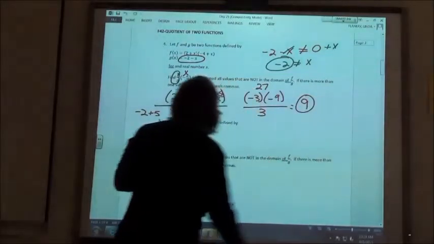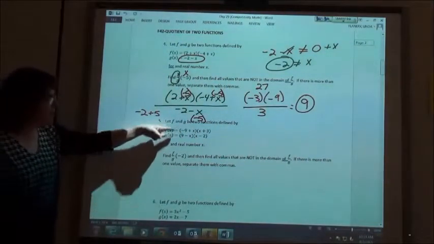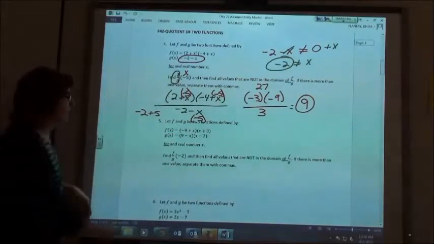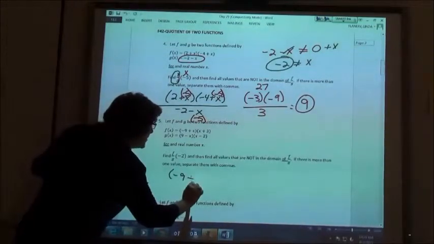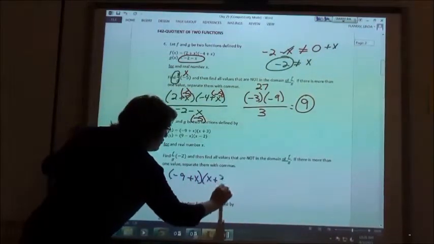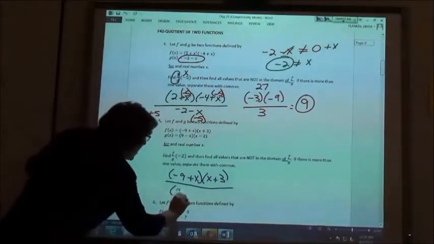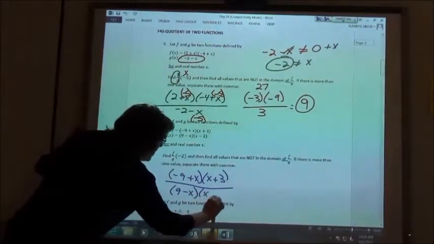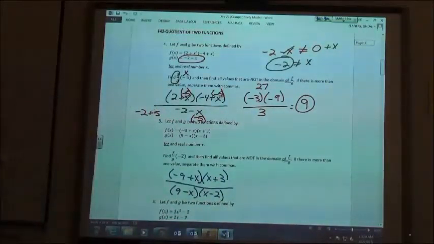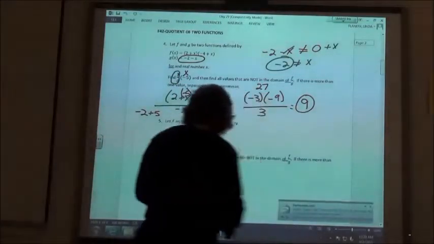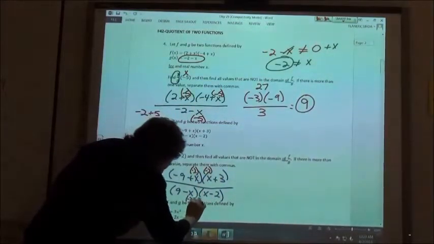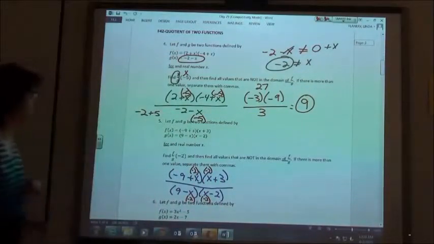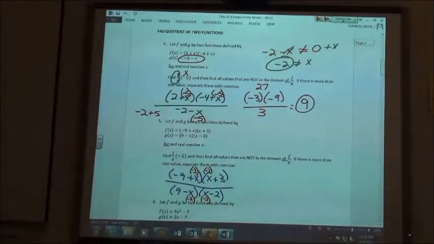So let's look at the next one. Again, it tells me to make this expression into a fraction. I'm going to have the f over the g, in the same order as they are. So the negative 9 plus x, x plus 3, and on the bottom, 9 minus x, and x minus 2. This time it tells us to put negative 2 in for our x's. So we're going to put negative 2 in for each of those x's, and then find each of our 4 answers, since we've got 4 sets of parentheses.